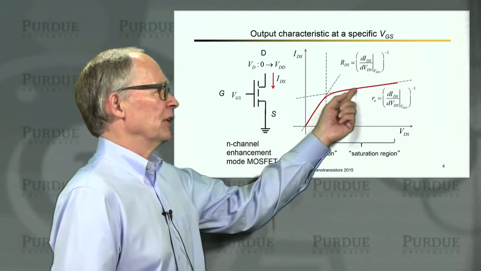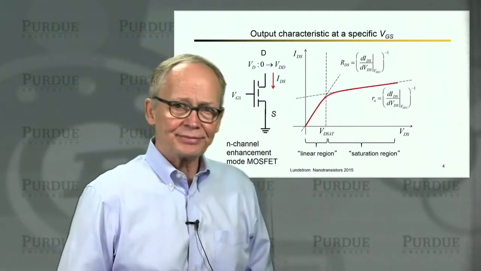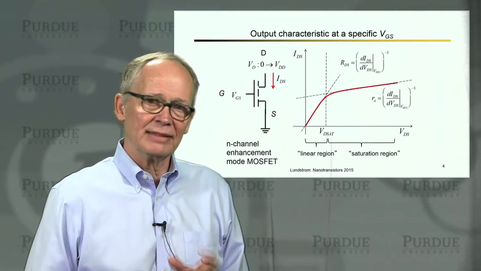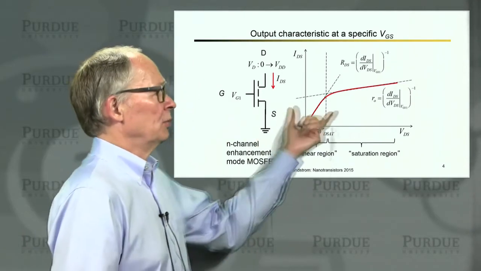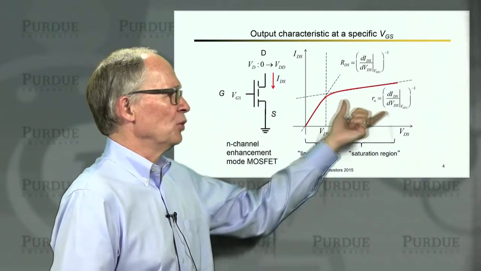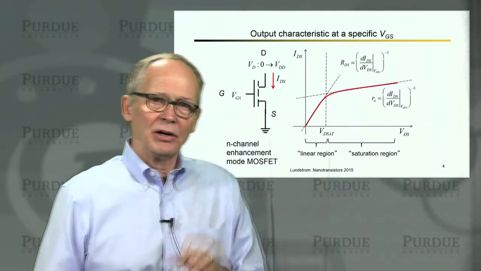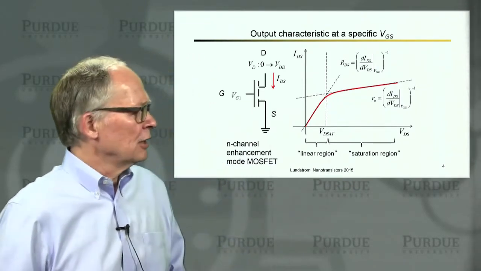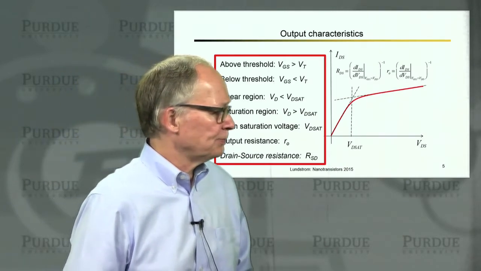In the output region, we also have a slope, and that represents the output resistance of that current source in the saturation region. So if we take 1 over that slope, at this particular input voltage VG1, we would get little R sub 0. We call that the output resistance of the transistor. So those are two important parameters.